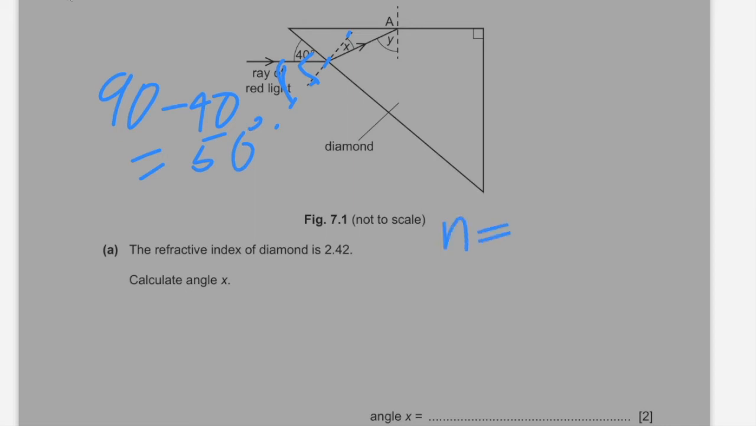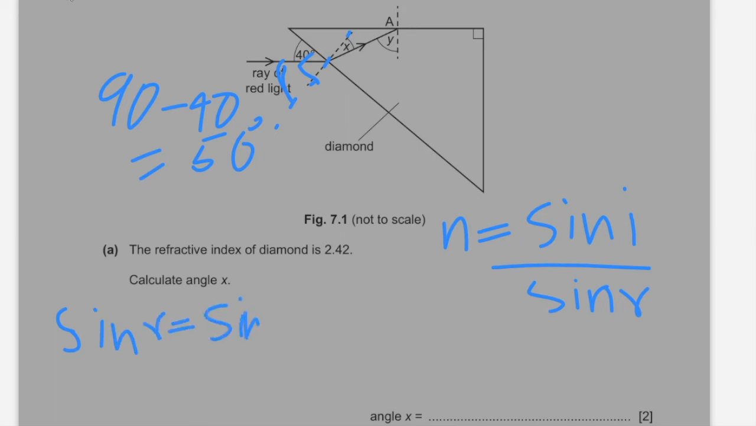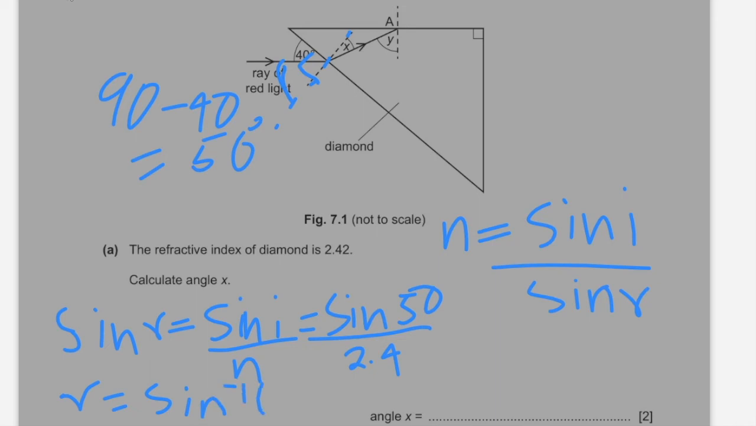The refractive index is sine I, angle of incidence, divided by sine angle of refraction. Since we're supposed to be calculating the angle of refraction, sine R is equal to sine I over the refractive index, which is sine 50 divided by 2.42, which means angle of refraction is sine inverse of 0.32, and so the angle of refraction is 18 degrees.